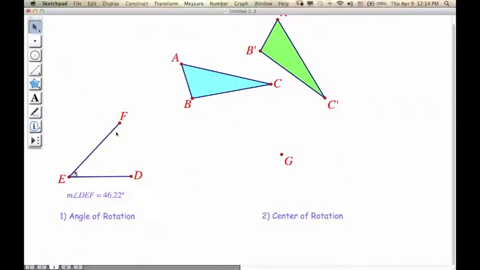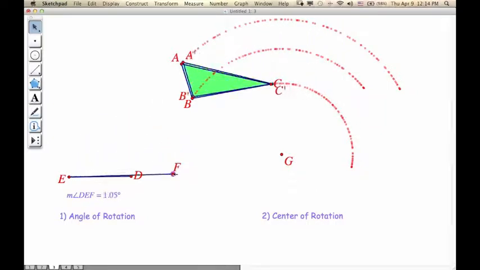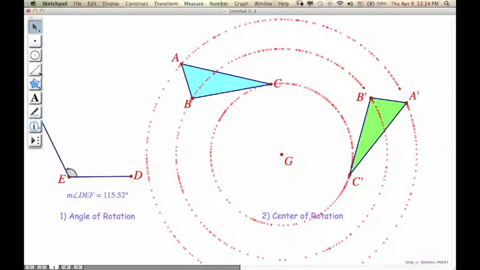So looking at this in Sketchpad, I've rotated this blue one to the green one around point G. Here's my angle of rotation. We can see that as it traces, as it spins around, this gives me kind of like circles here because the point C is always going to be the same distance to G. B would always be the same distance to G. A would always be the same distance to G.